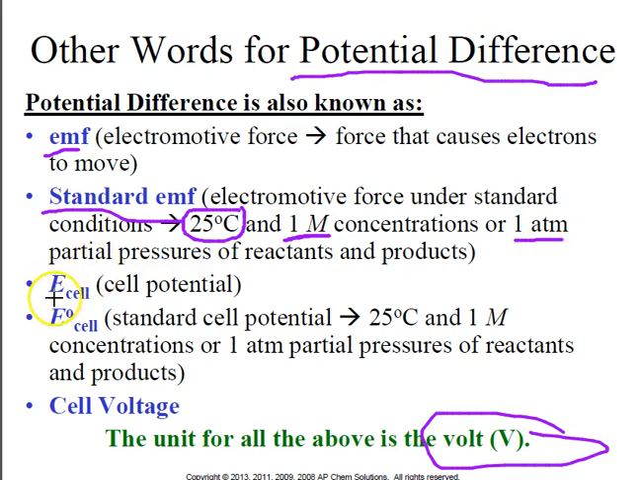Also, this could be written as E, standing for that electromotive force, cell. Okay, that's our cell potential. Or the same thing, E cell with that standard symbol. Same thing, except now you're specifying the temperature, the concentration, and the pressure under those conditions. And this also could be referred to simply as the cell voltage. So if they ask you for any of these things, they're asking us to find the voltage of the system.